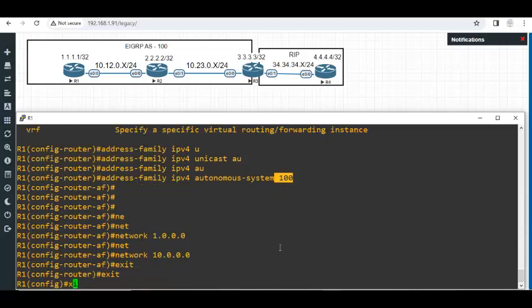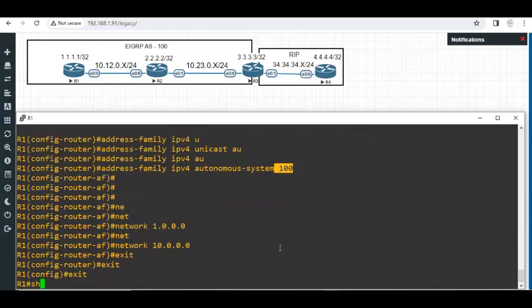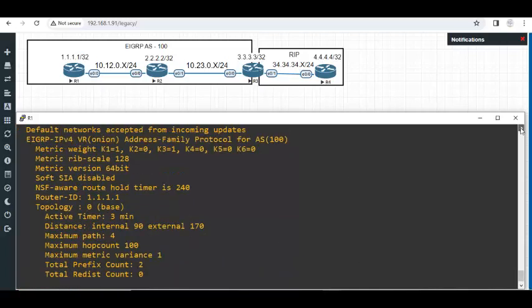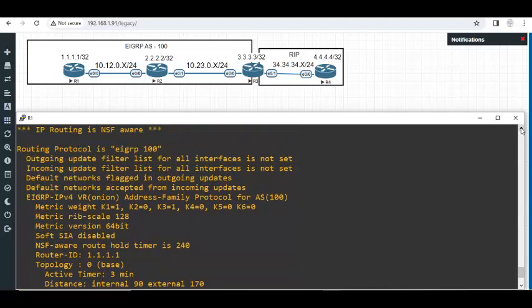You see, show ip protocol looks slightly different. EIGRP 100, you see the virtual instance name onion, and the address family is for IPv4. You understood? The autonomous system number is 100.